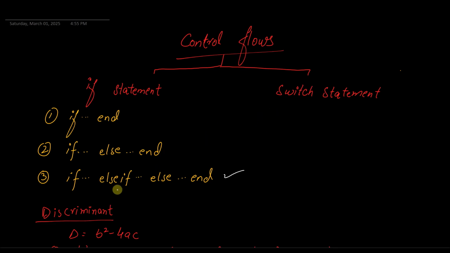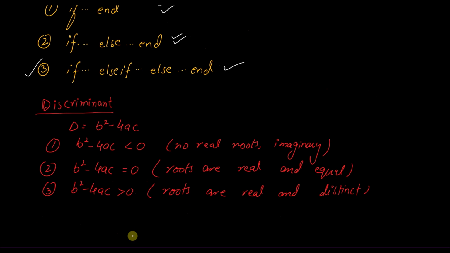Today we are going to discuss the third syntax of an if statement, that is if, else if, else and end. The previous two syntaxes were described in the previous videos, and the link is in the description box, just one click away. Today we are going to discuss the last if statement syntax. For that we are considering the same example of the discriminant.